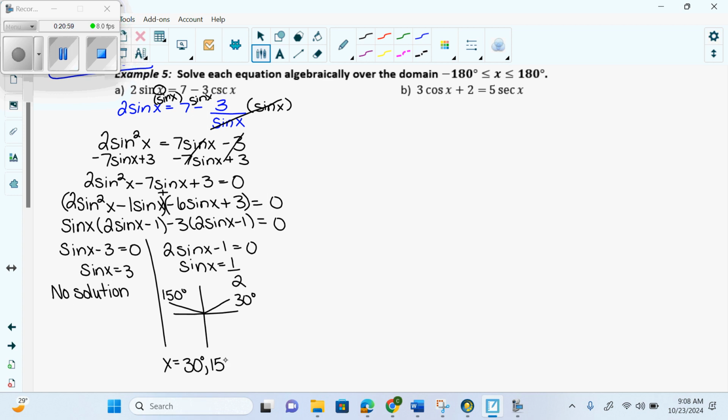And then I always follow behind with x can't equal whatever it was, plus or minus 180 degrees and 0. So were any of these those solutions? Were any of the restrictions the actual solutions? No. So do we have any extraneous solutions? No.